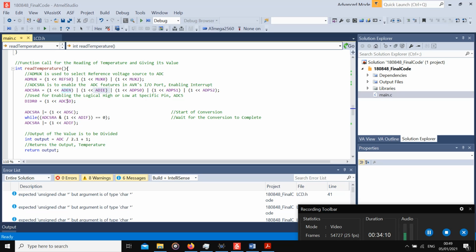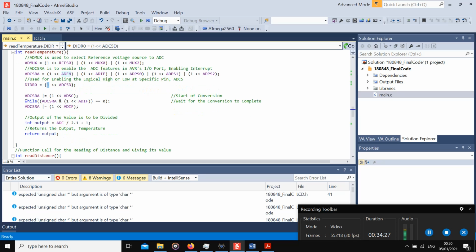So whatever value you have over here, if you have a 0, it is going to enable it. Like the logical low is the 0, it is going to enable that. If you have a 1 over here, which in our case we have given it 1, then it is going to enable the logical high.